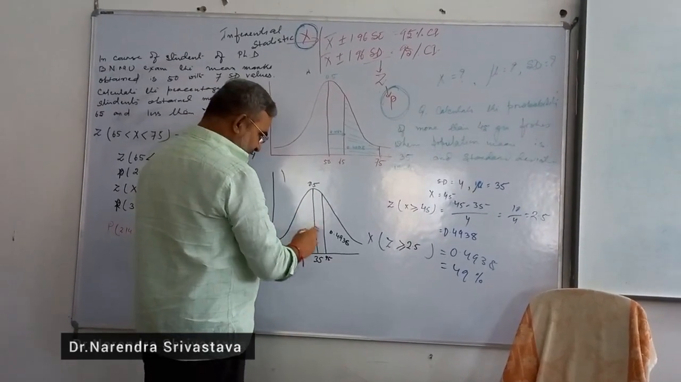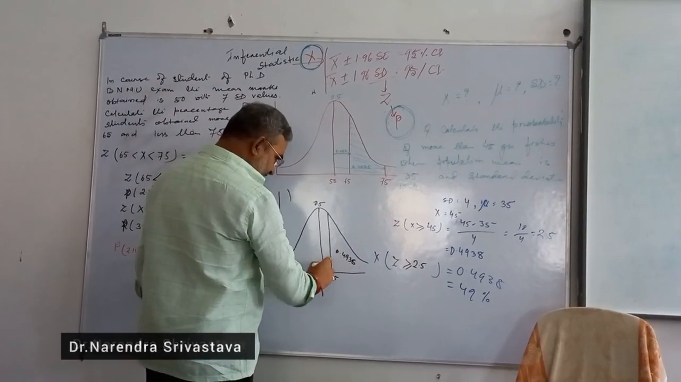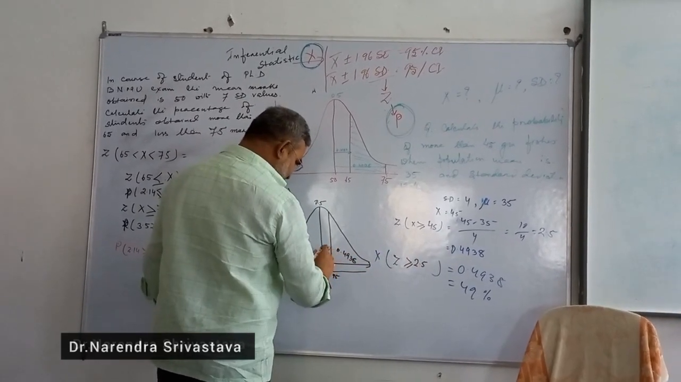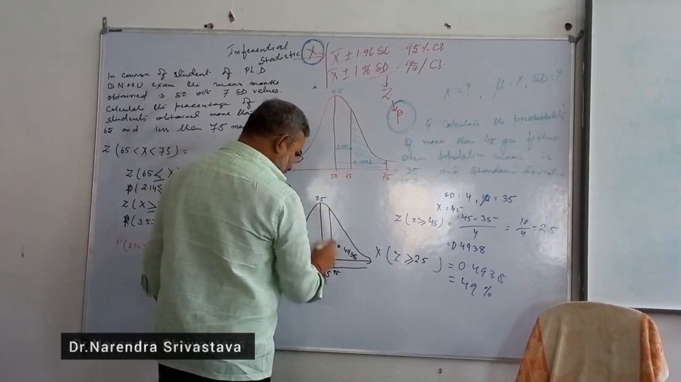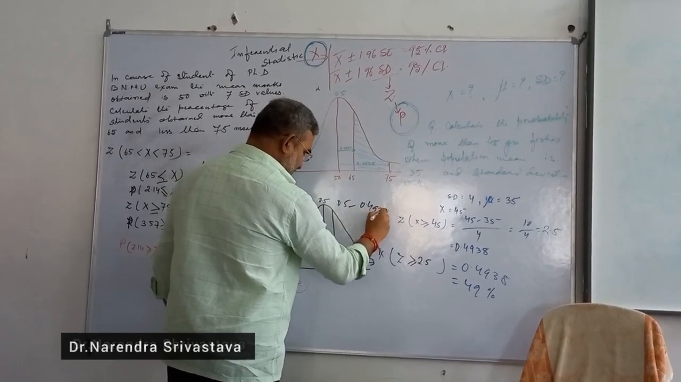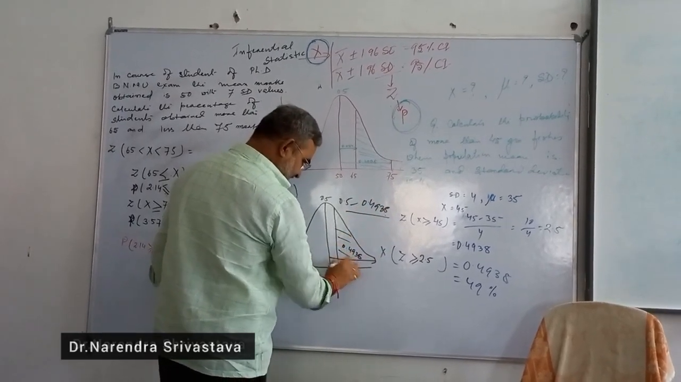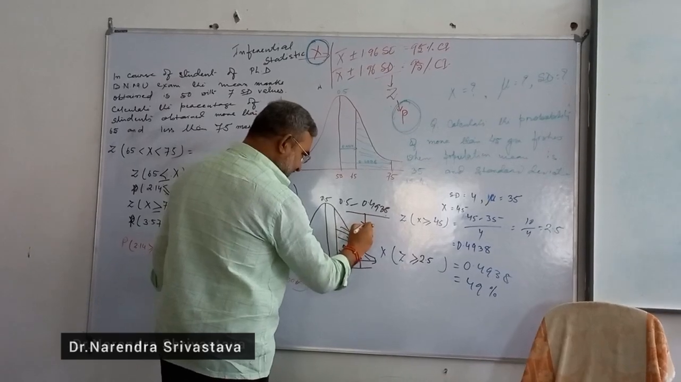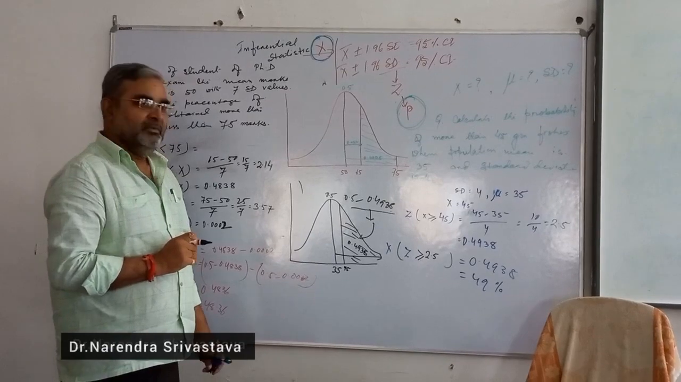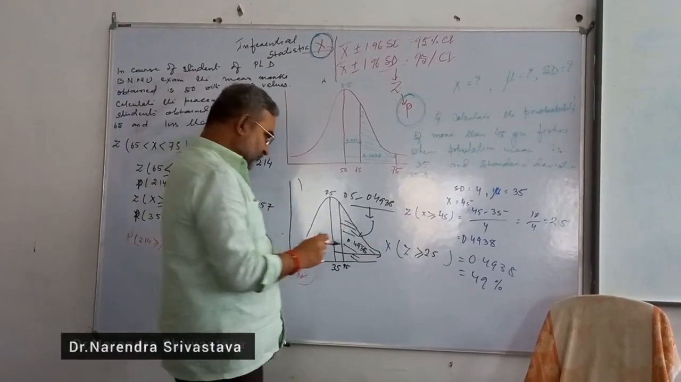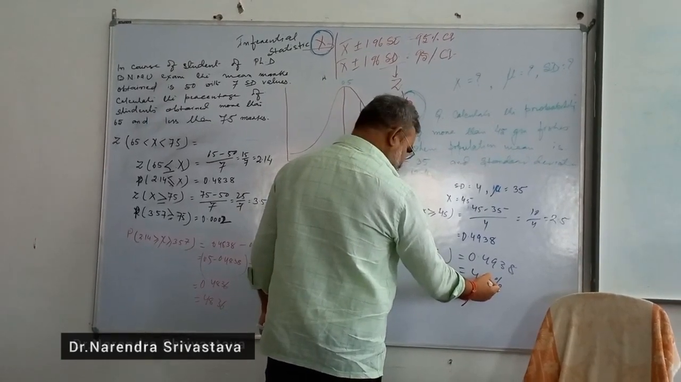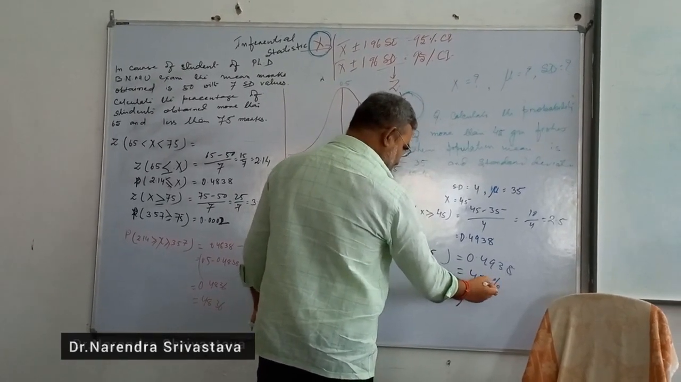And when we calculate here, यहाँ पे घटाना पड़ेगा, here we deduct 0.5 minus 0.4938. That represents the percentage of the distribution. Likewise, in the second question, it may not be 49, it may be less than that, like 48, 47 point something.